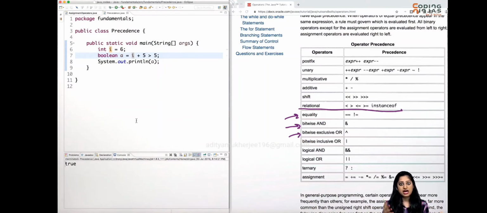So out of all operators, if they are there in one expression, which operator will be performed first, this is what precedence tells you.